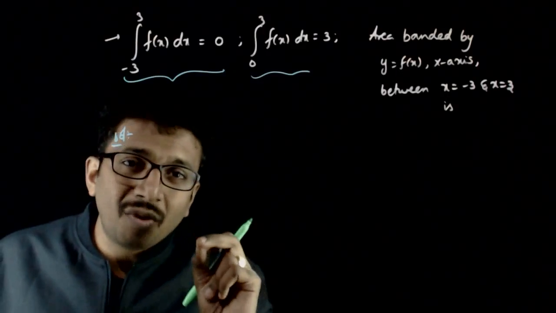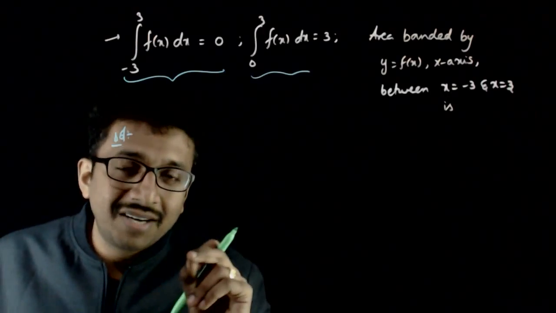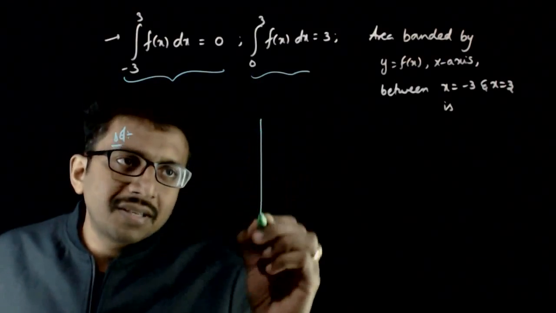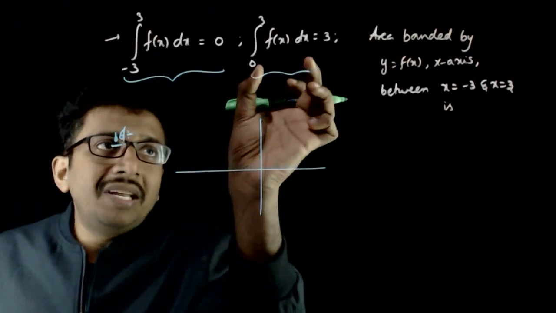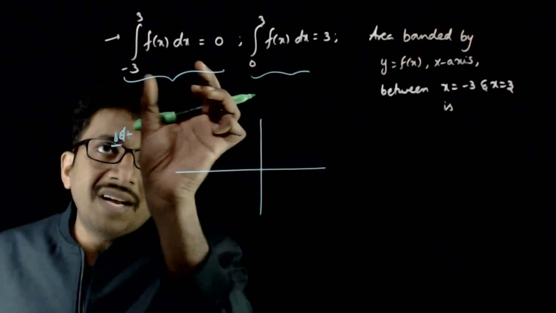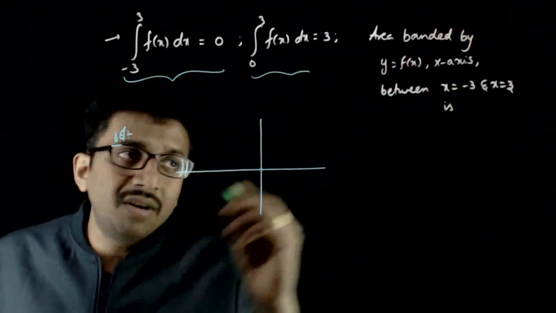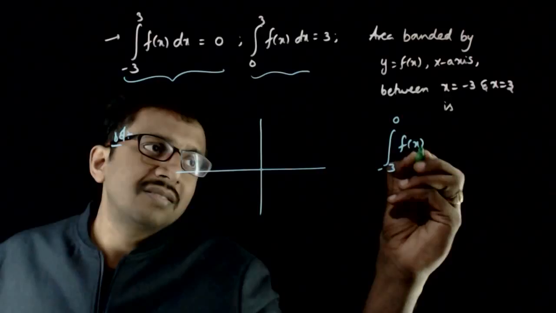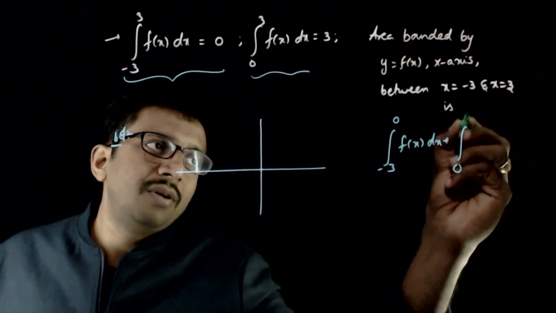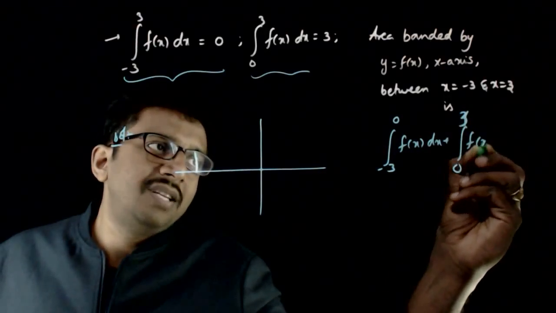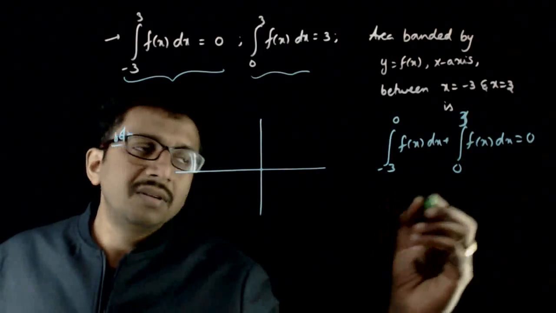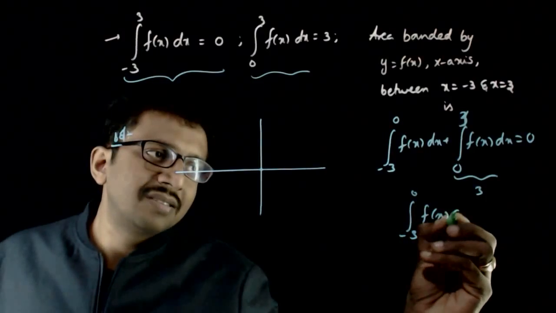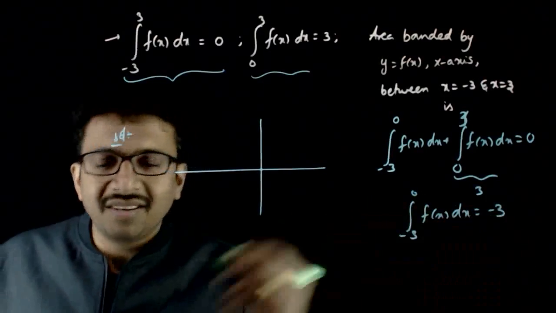So let us try to do this. First, let us see what should not be done. Let us see what students usually do, which is a mistake. Integration from 0 to 3 of f of x is equal to 3. Integration from -3 to 3 of f of x is equal to 0. That means integration from -3 to 0 of f of x dx plus integration from 0 to 3 of f of x dx is equal to 0. This is given as 3, so integration from -3 to 0 of f of x dx is equal to -3.